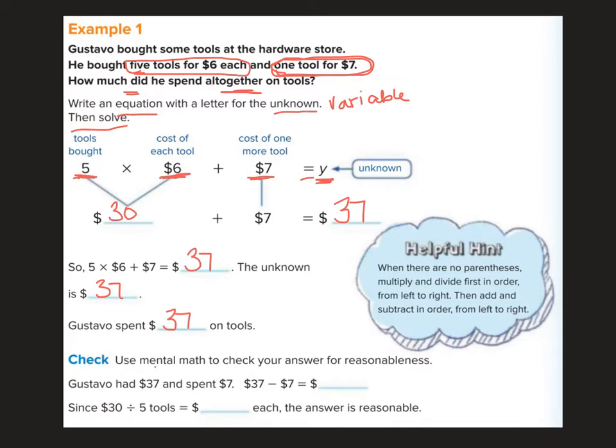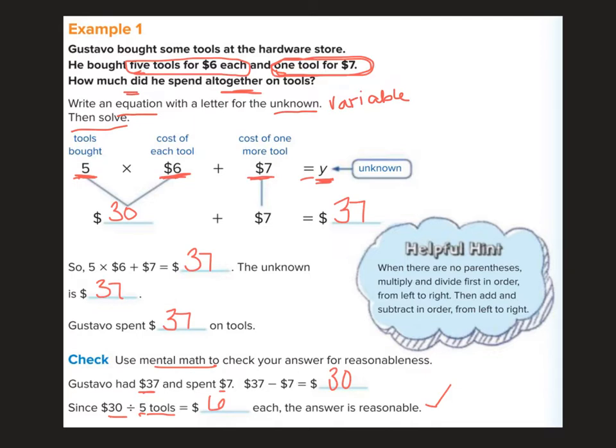So we're going to check. We're going to use mental math in our head to check for reasonableness. Gustavo had $37. He spent $7. So 37 minus 7 is 30. And we know that $30 divided by 5 tools is $6 for each tool. So the answer is reasonable. Check.